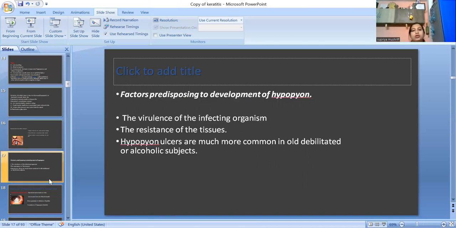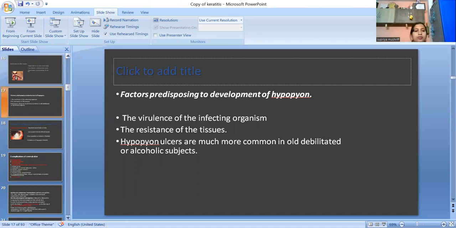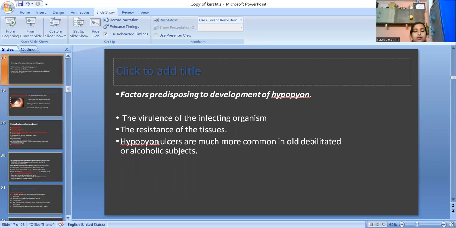Factors predisposing to development of hypopyon are the virulence of the infecting organism and the resistance of the tissues. Hypopyon ulcers are much more common in old, debilitated and alcoholic subjects. So these are the factors which predispose to development of hypopyon in bacterial corneal ulcer. As the patient ages or is alcoholic, the immunity is low, so an increase in hypopyon occurs.